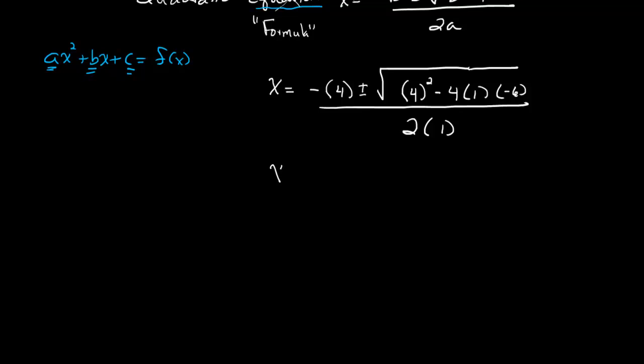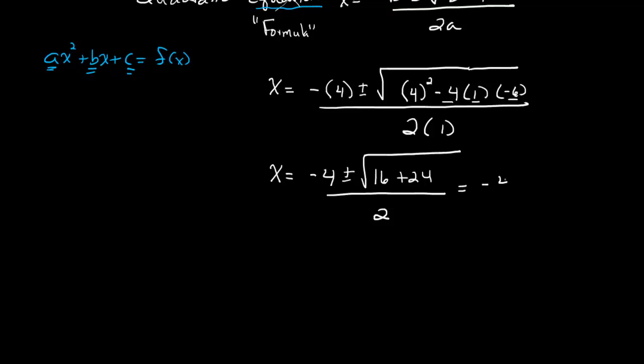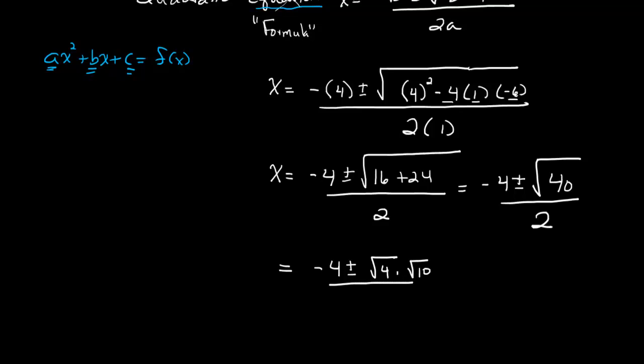So we will have x, we're going to simplify this. We're going to have x equals negative 4 plus or minus the square root of 4 squared is 16, negative 4 times 1 times negative 6 is going to be positive 24, all over a value of 2. This will give me negative 4 plus or minus the square root of 16 plus 24, that's going to be a value of 40, all over a value of 2. And this will equal negative 4 plus or minus the square root of 4 times the square root of 10, all over 2.